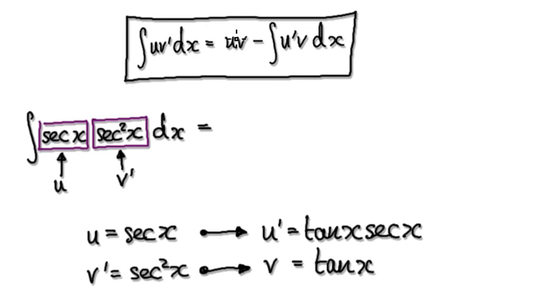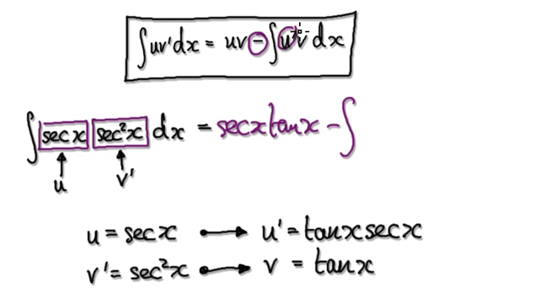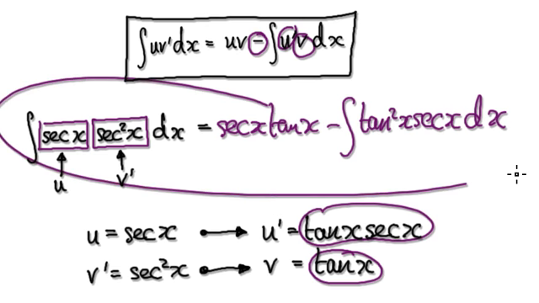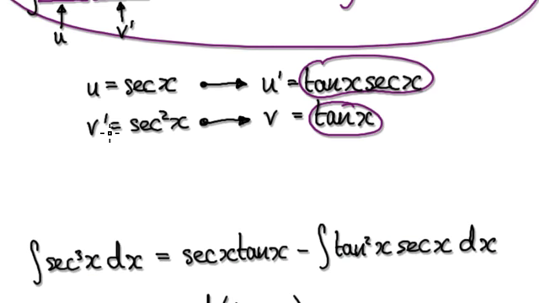Now blindly follow this. It's saying get u times v. So that will be secant x tan x, and then minus the integral of, it's saying get u prime times v. So that will be tan squared x secant x dx. So this whole thing here is basically this.